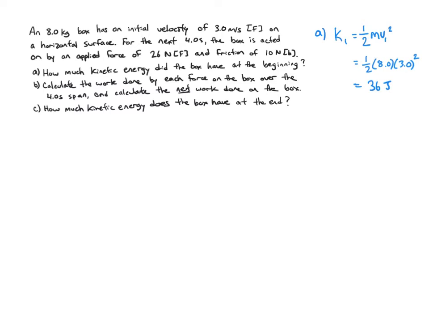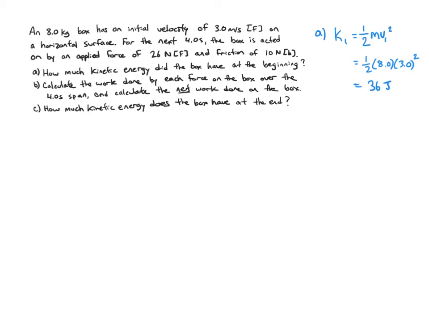Part B is going to involve more work. It says calculate the work done by each force on the box during the 4 seconds, and then calculate the net work done on the box. So net work is a new term, and you may guess what that means. It's simply the result when you add all of the individual works together that are done on the box. So we'll calculate the individual works first.